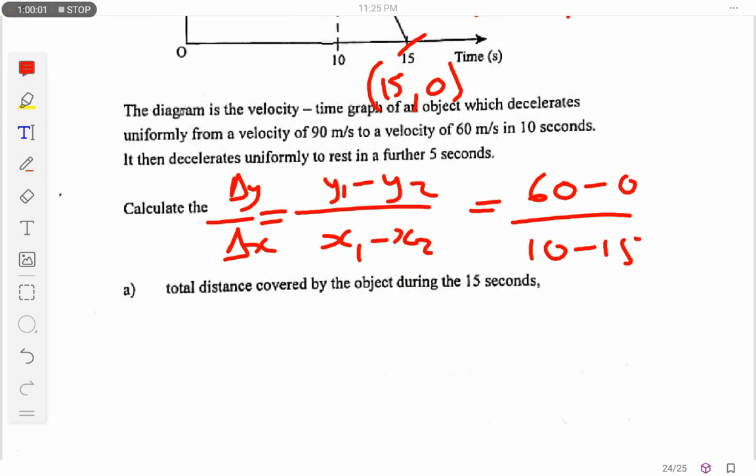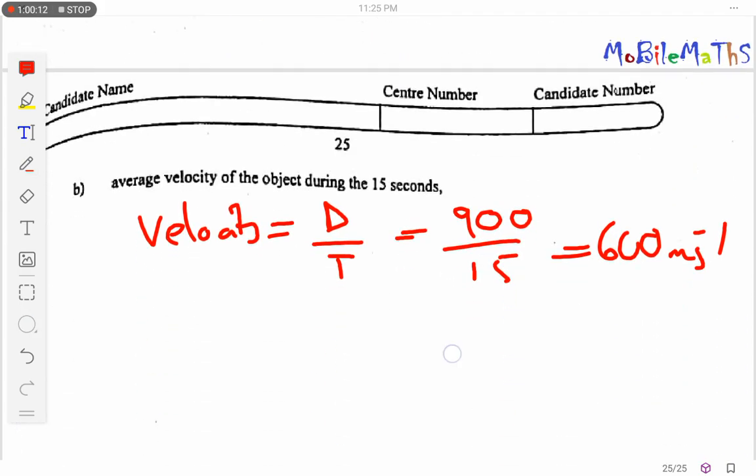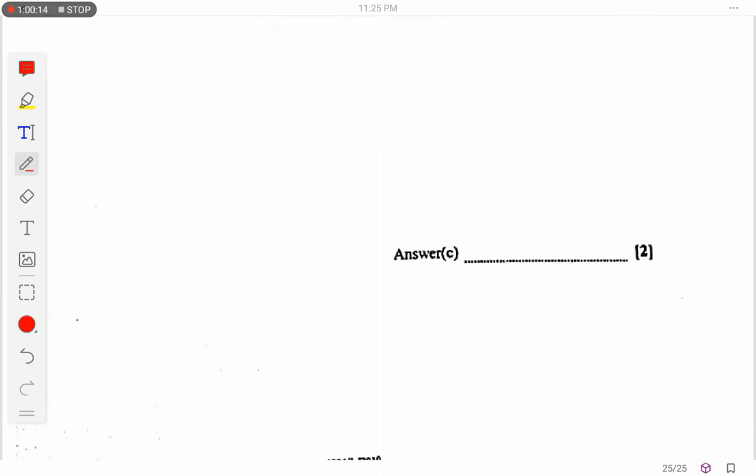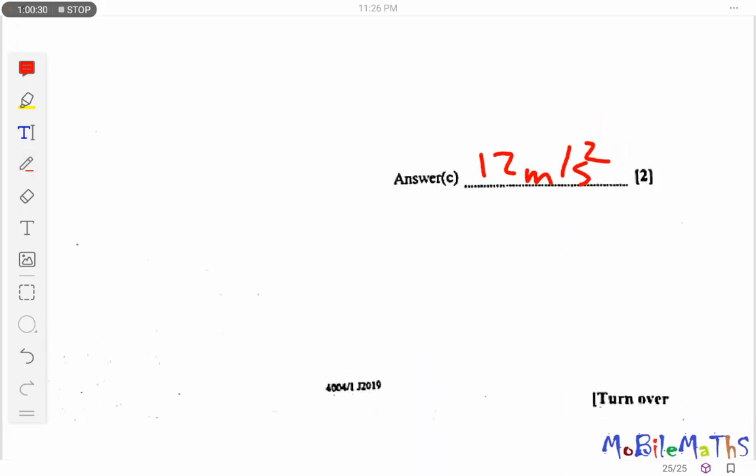Then we get ourselves 60 over minus 5. So I get minus 12. So my deceleration basically is going to be equal to 12 meters per second squared. The negative is just showing that it's deceleration. So we don't need to write the negative there. Okay, that was the last part of our question.